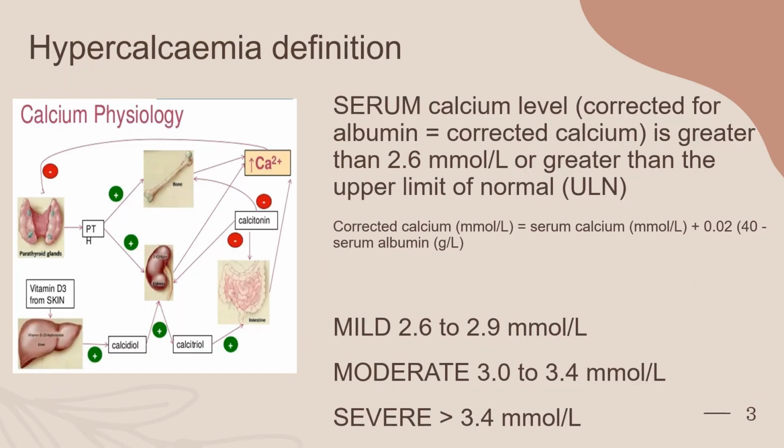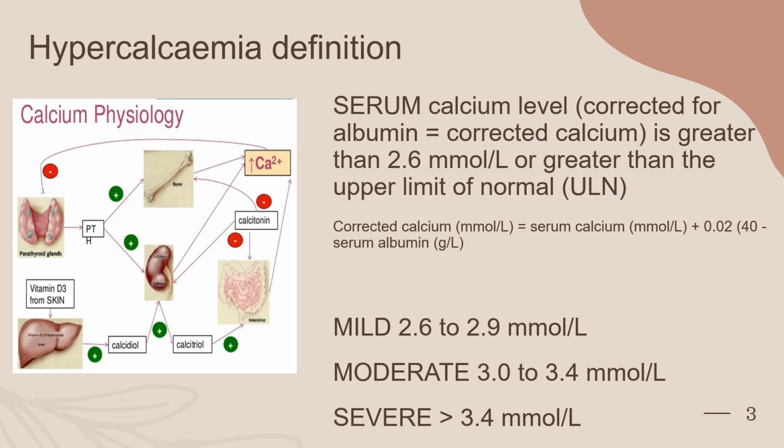So hypercalcemia is defined as a serum calcium of 2.6 millimoles per litre or greater than the upper limit of normal. That's corrected for albumin, and this is done on the pathology. There are calculations out there that you can use, but it's quite complicated and I wouldn't really recommend it. I think the best thing to do is look at your pathology and look at the corrected calcium and go from that. Most labs will give you a calcium plus a corrected, and it's the corrected that you want to be looking at.